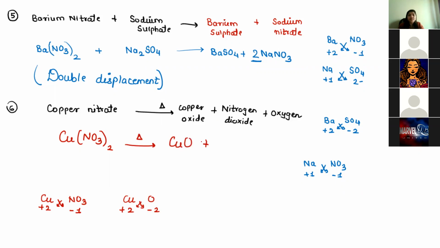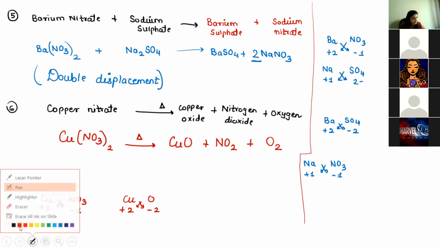Nitrogen dioxide is similar to carbon dioxide. The formula of carbon dioxide is CO2, so nitrogen dioxide is going to be NO2, plus oxygen will be O2. What will be the balancing for this equation?